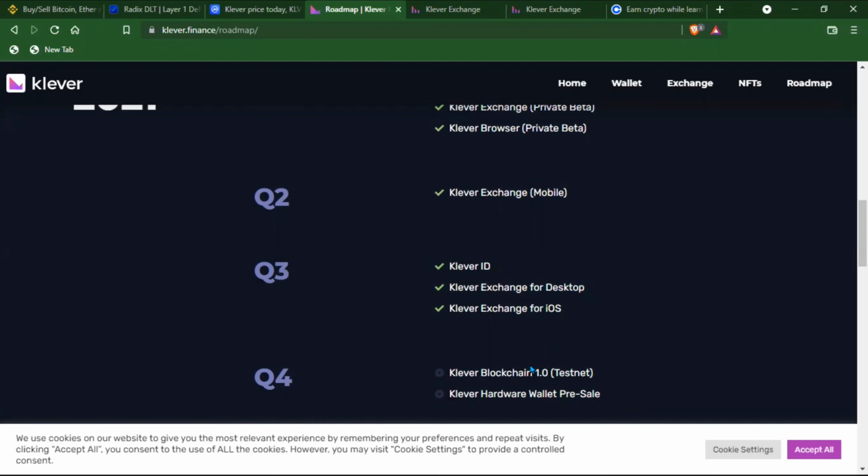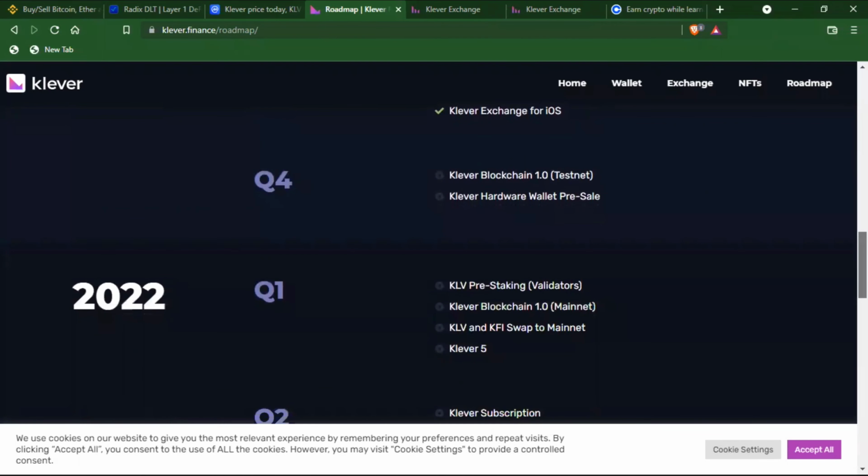And it's not limited to Klever alone. I spread this kind of due diligence across everything that I'm invested in, Cardano and all of that. Even Bitcoin, you have to do your research. You have to know how to do your research, what to look out for, what to do, and all of that. So this is the roadmap, and then this is the Q4.